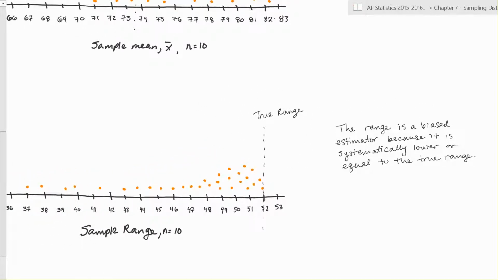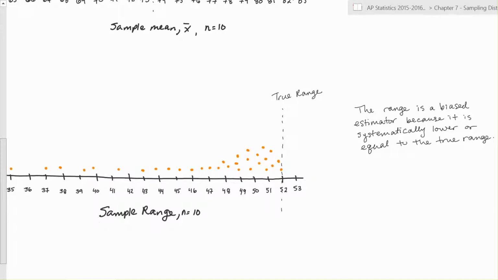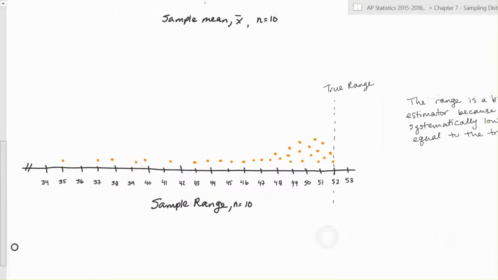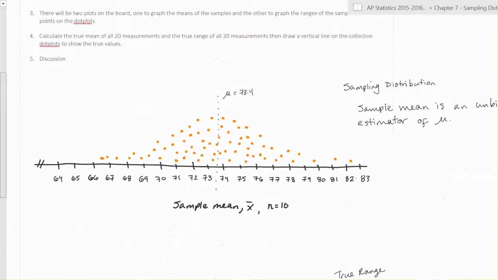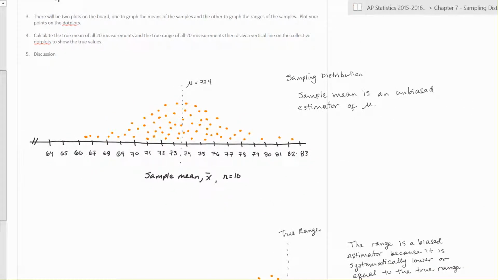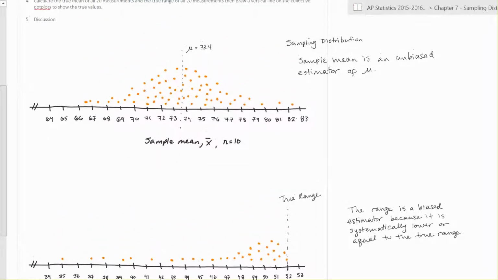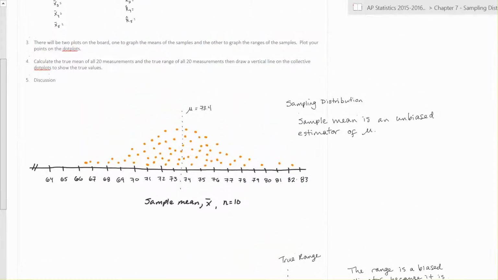When we encounter what we call a biased estimator, we can't use it to estimate the truth about the population. So the range cannot be accurately estimated using sample data. But the sample mean is a good tool to estimate the true mean of the population. Okay? So that's our discussion of bias, and you'll see that summarized in the notes that I've shared.